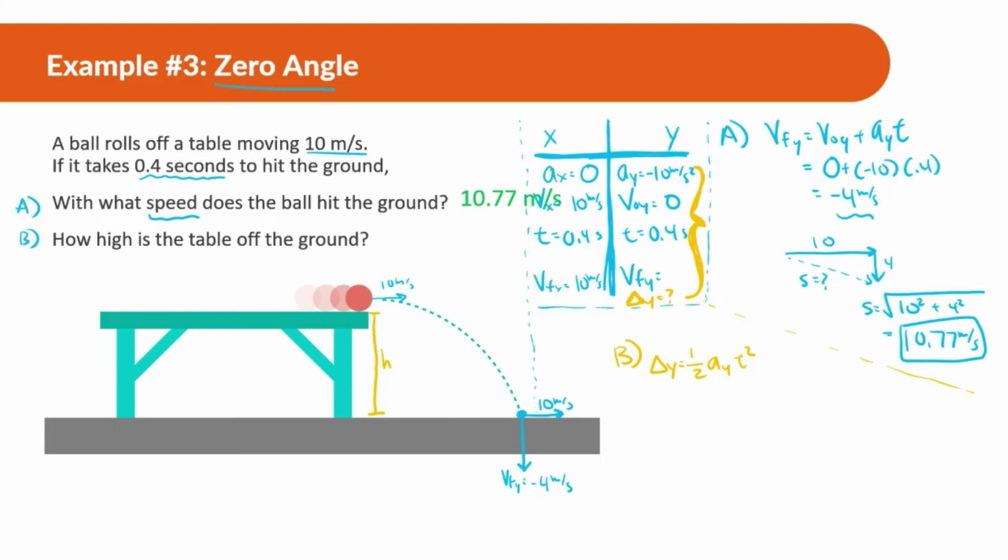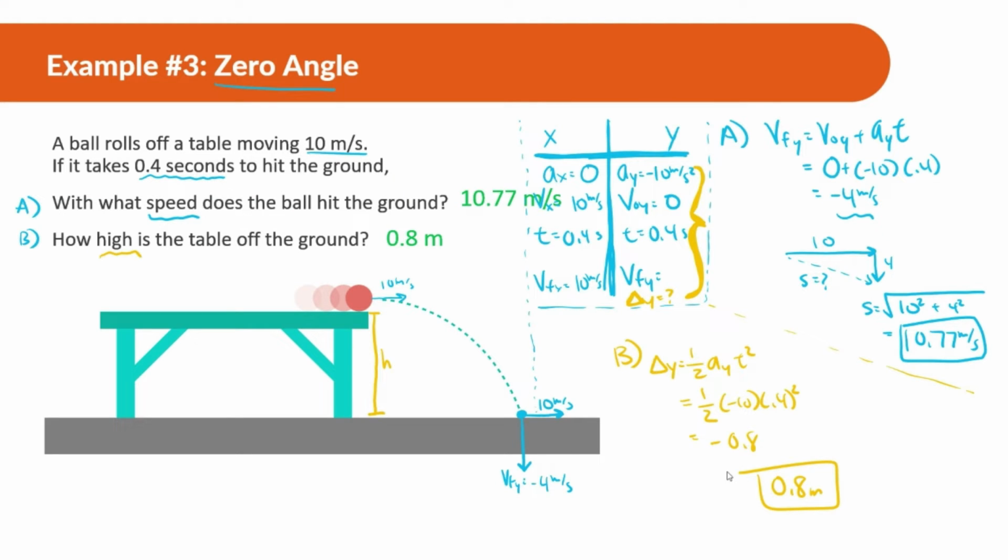But if we're trying to find something in x, we can only use the stuff in the x. But in this case, we're looking for something in the y, so we can only be using stuff in the y. So the displacement in the y is equal to 1/2 acceleration of y, which is -10, times time, which is 0.4 squared. Let's plug that all in. 0.4 squared. We get negative 0.8. But it's just looking for how high it is, so we don't need to include negative. So we can just say 0.8 meters. Okay, hope that makes sense.